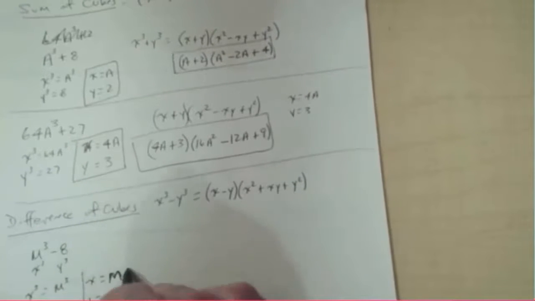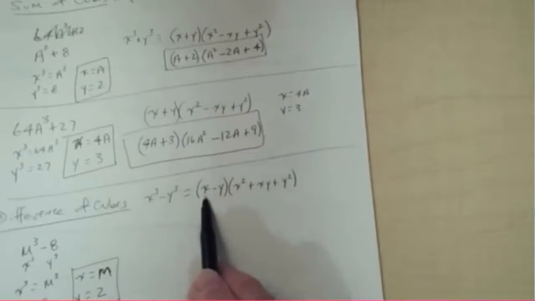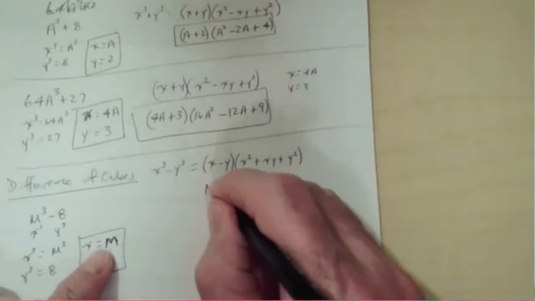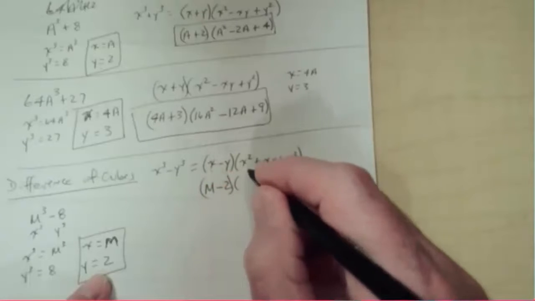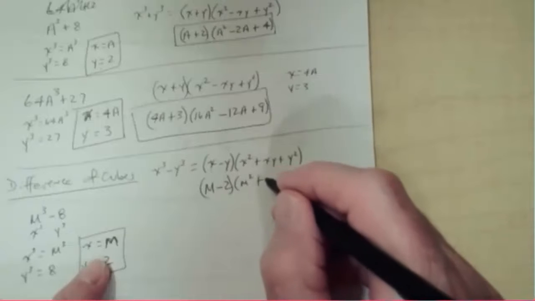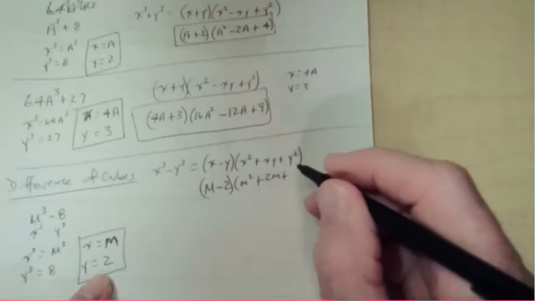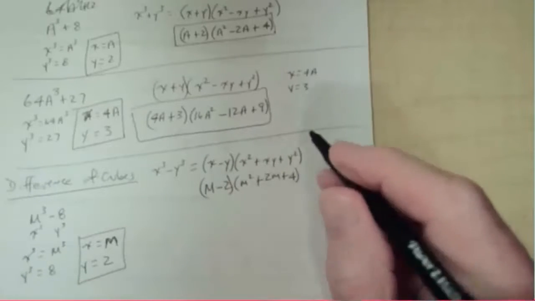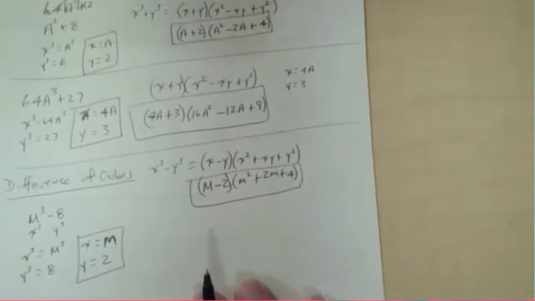I have to do this, otherwise I'm going to get fouled up. Okay, what's our x? Our x is m minus y, which is 2. X squared is m squared plus xy plus y squared. Y is 2, y squared is 4. And that's all there is to it.